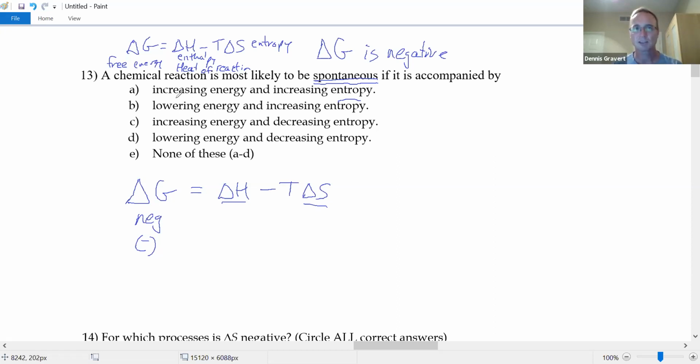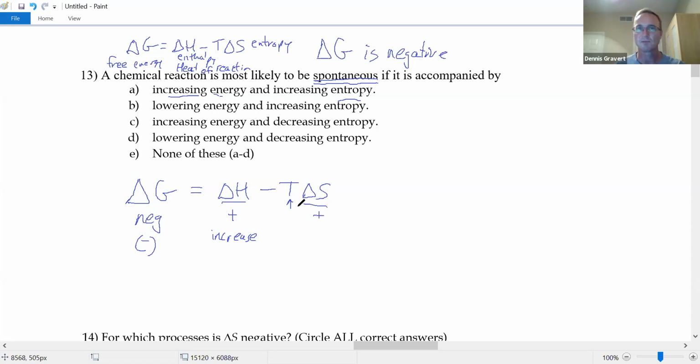So if you have a reaction and it's increasing energy, that means delta H is positive. If the system is increasing energy, that's endothermic. It's gaining heat energy. It's gaining energy. And if it's increasing entropy, it's getting more and more random. That's also positive.